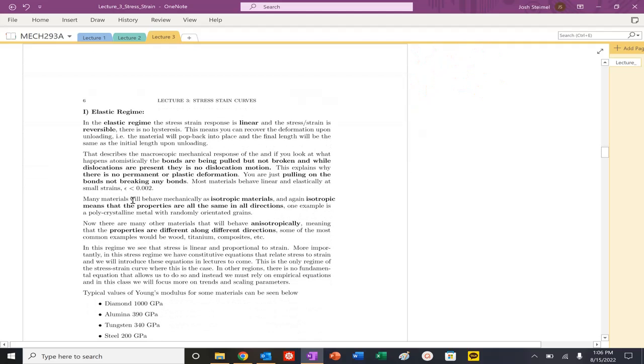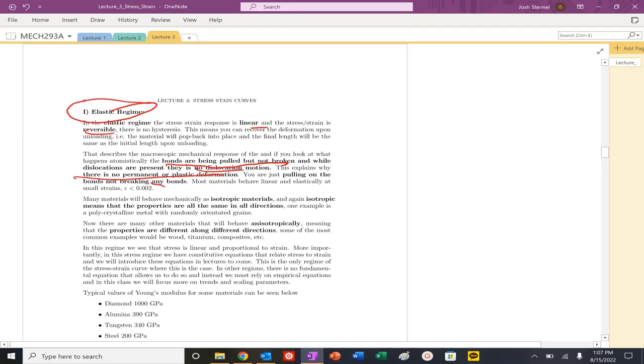So we kind of talked about this already. So elastic regime, again, linear, it's reversible, no hysteresis, pop back upon unloading. Again, bonds are being pulled, not broken, no dislocation motion. There are dislocations, there are defects, but again, no permanent plastic deformation. They pop back. Pulling on the bonds, not breaking any.